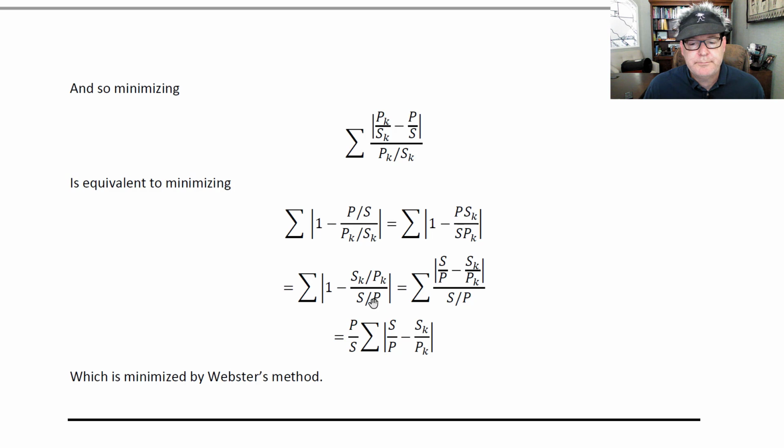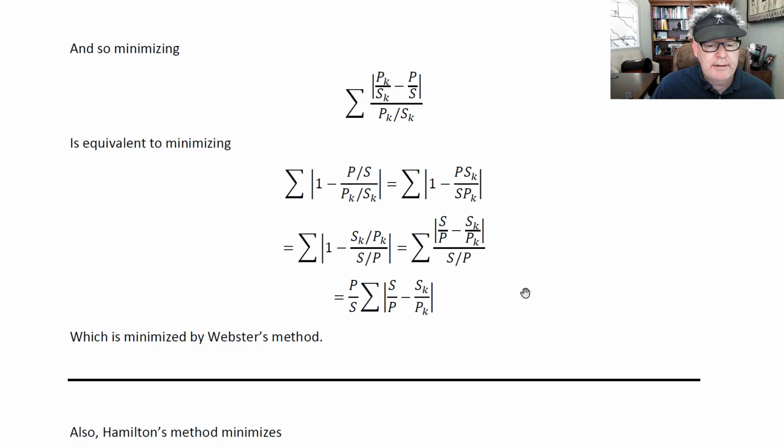So these are equal. If you get a common denominator, you have that, and then you can factor this out. This is a constant for any fixed country once you fix the number of seats in the population. So that's a fixed number, you can factor it out. And so minimizing this is equivalent to minimizing this, and that's done by Webster's method. So that shows that.